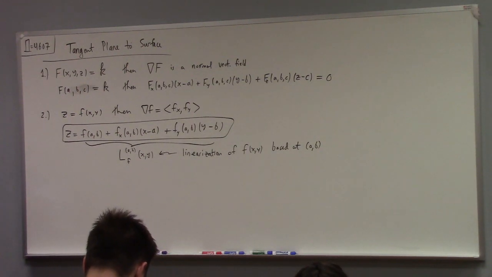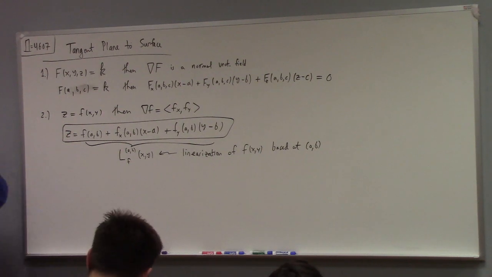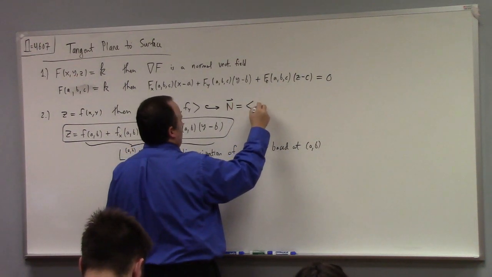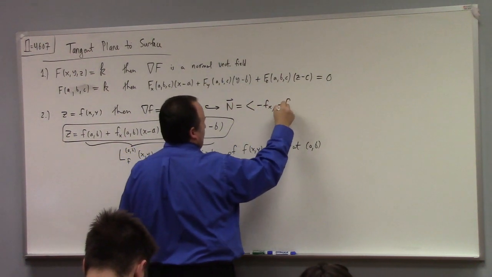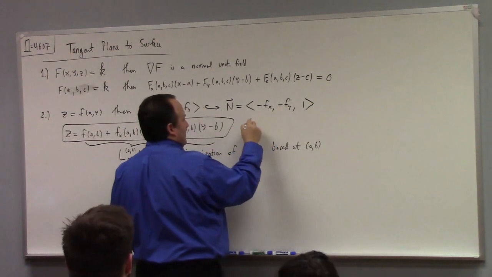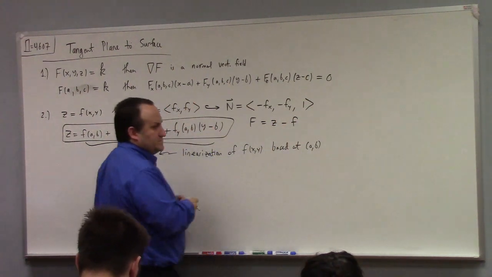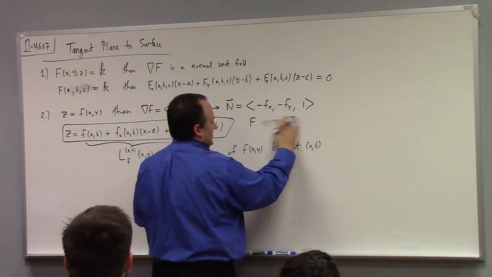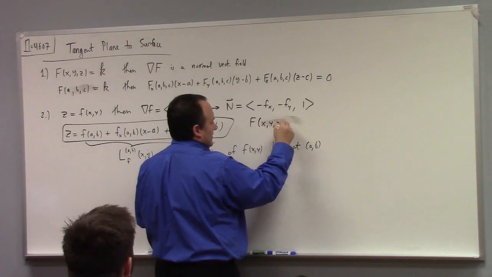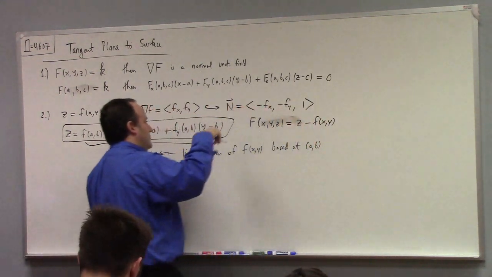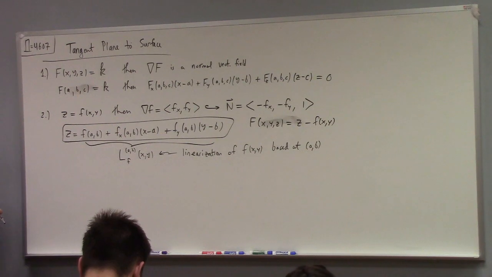What was the normal vector field? Well, the normal vector field's kind of hiding in this formalism, right? We derived it. So we found that the normal vector field would actually have been minus fx, minus fy, 1. And this comes from looking at F equal to z minus little f. Or to be more precise, F of x, y, z equals z minus f of x, y. So that's how we can go from the graph to the level surface perspective.